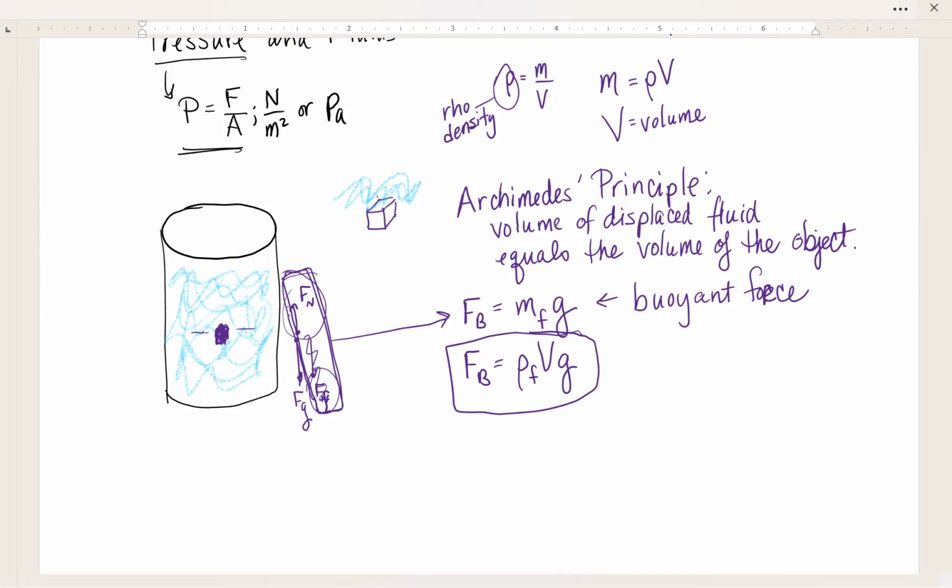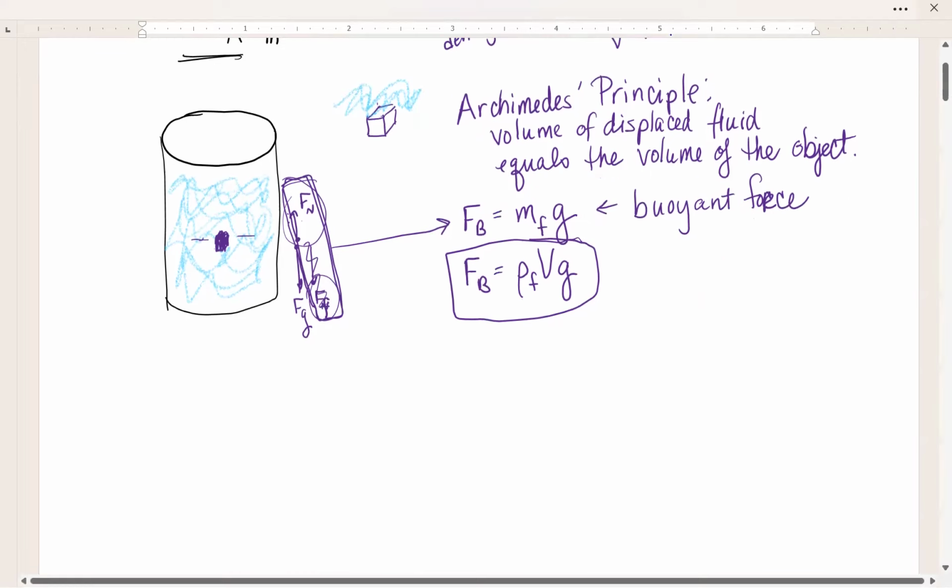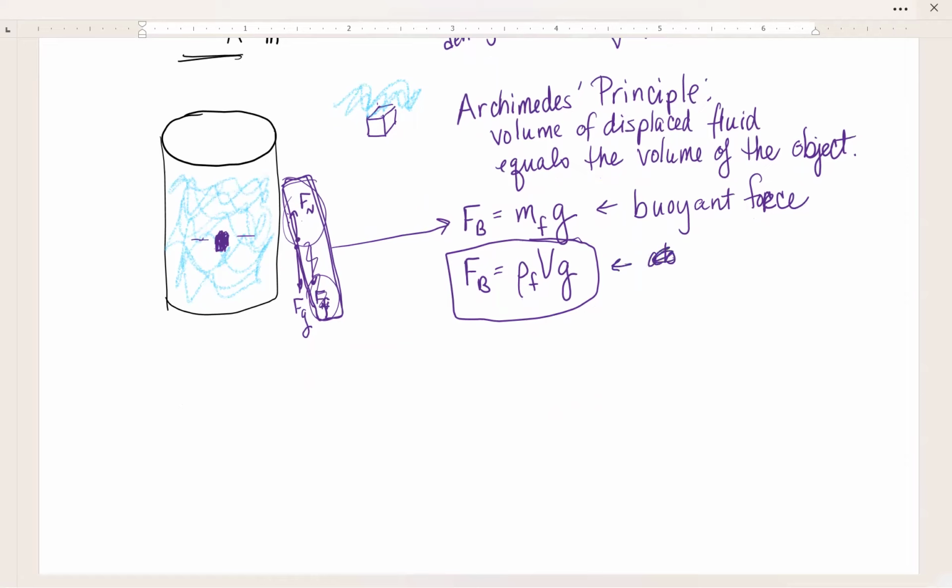Now we're going to get to the stuff that you worked on last class, the whole lab thing. And so the depth here. Well, this is my buoyant force. And for an object, let's talk about floating, sinking, or rising.